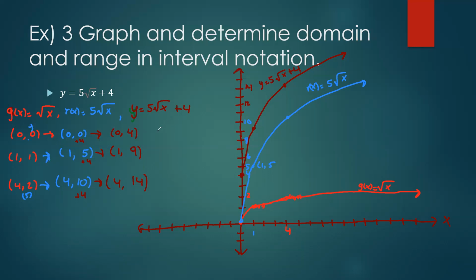And what would be the domain? The domain is from our smallest x value, which is 0, so it's bracket 0 to infinity, parenthesis. For our range, our smallest y value is 4. So you start from here. It's going to be bracket 4 to infinity, parenthesis.